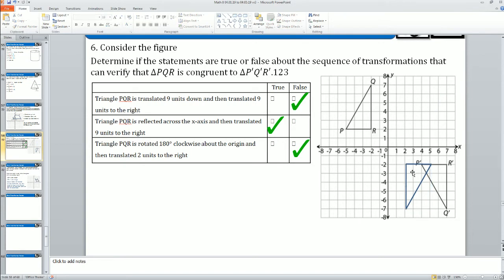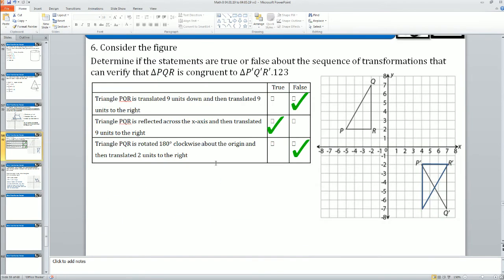Right? This would be what the triangle looks like after the 180 degree rotation. Then you want to go 2 units to the right. Grab this. 1, 2. There you go. That would be your answer. Okay? So that is also false because it's not right on top of each other. The only one that when you transform the object, it's right on top of each other is the second one, which is the only one which is true.